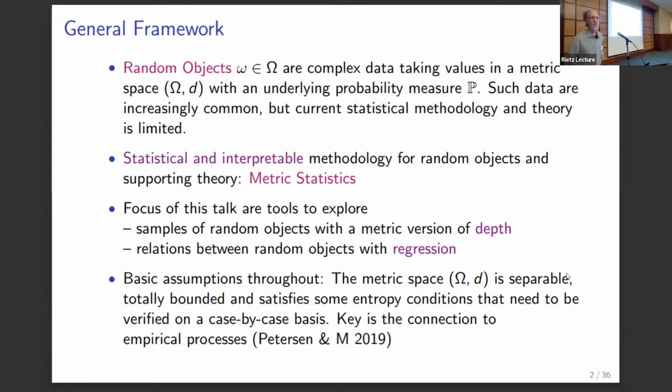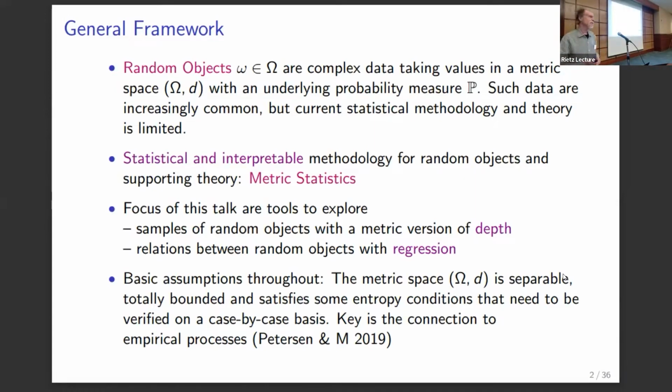So the idea is that there is no area yet which could be called metric statistics, where we are looking at data in metric spaces. And so I'm going to focus on some tools to explore such data that live in metric spaces. I will focus only on 2 main things. One is depth and related notion of quantiles, and the second is regression. So these are the topical points. There are a lot more, of course, features and problems that arise in this area.